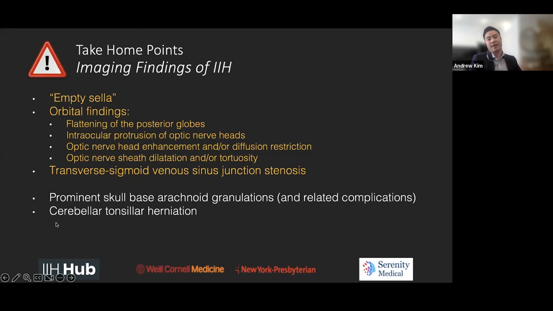So this is just a nice take-home slide. If there's one slide you're going to take away or save from this talk, this is probably it. This is a list of pretty much all the findings you can see in IIH. And again, the ones in orange are the more common ones that you can see on hopefully the MR imaging that you're getting for the patient. And even among all these, the transverse sigmoid sinus junction stenosis is the most sensitive and specific for IIH.